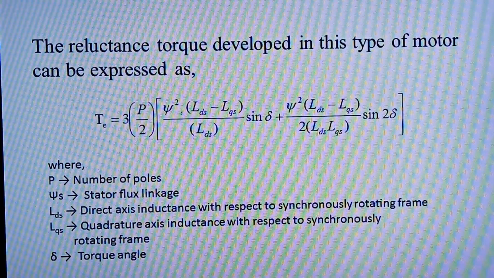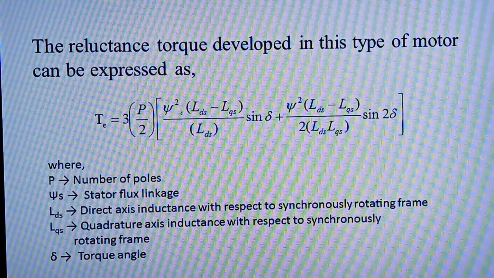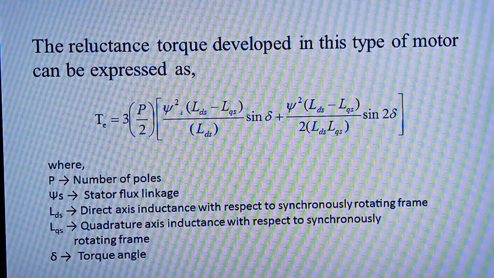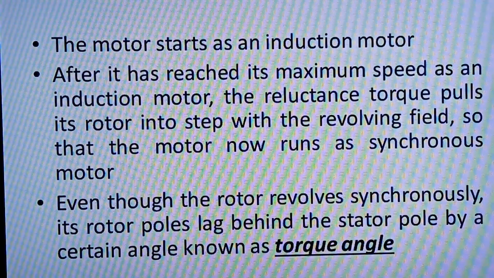This is the basic torque equation for synchronous reluctance motor. In this equation, P is nothing but the number of poles, psi s is the stator flux linkage, LDS and LQS are the direct axis and quadrature axis inductance, and delta is nothing but the torque angle. So by using this expression we can discuss how the synchronous reluctance motor performs.